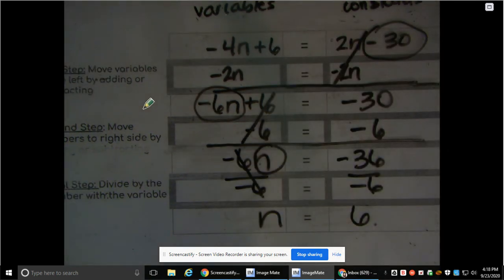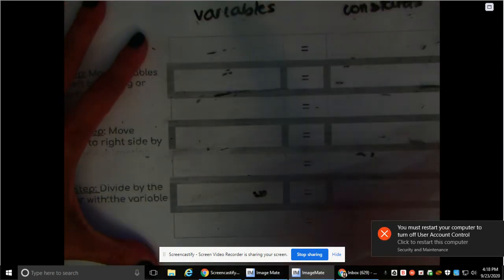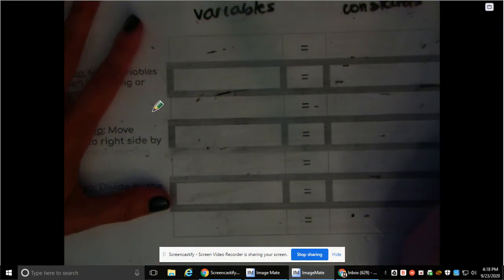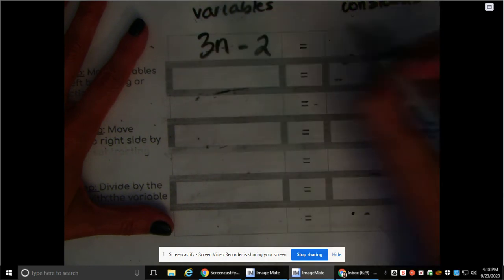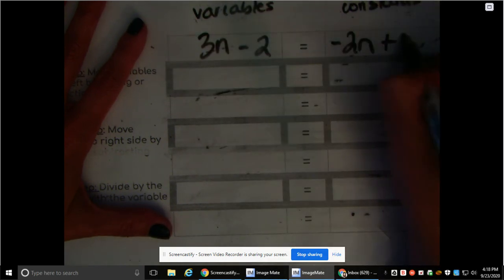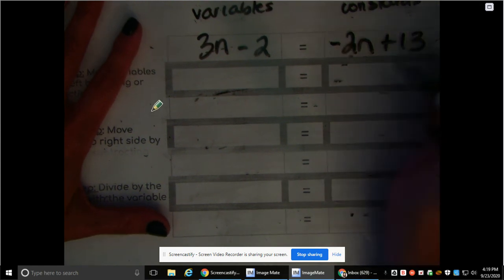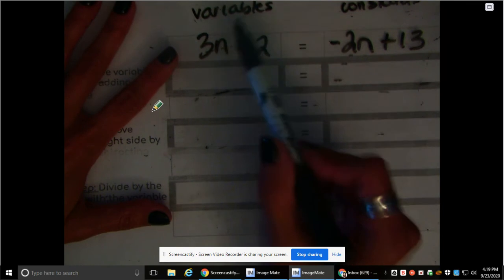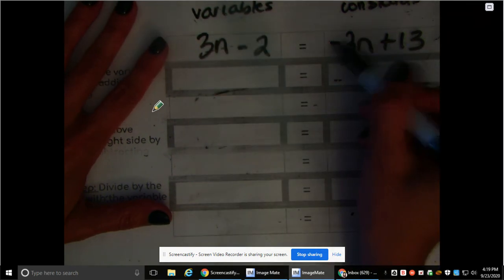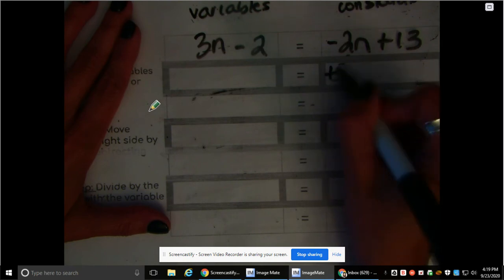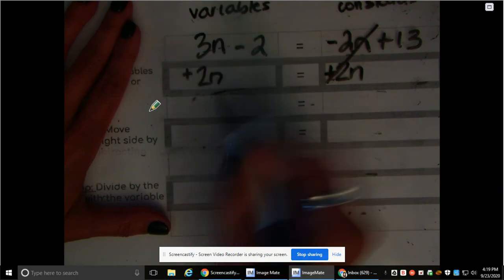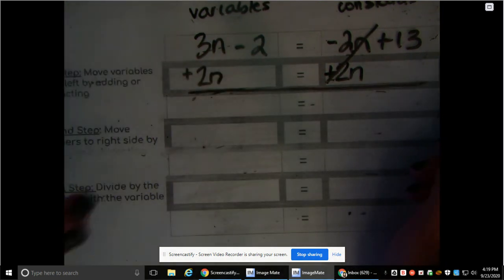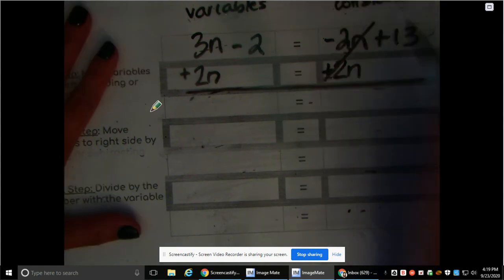Okay, a second example. Let me erase this real quick. All right, so our next example will be 3n minus 2 equals negative 2n plus 13. Again, we want our variables moved to the left side and our numbers moved to the right side. Right now I have this negative 2n. I'll put a positive 2n here in order to cancel this out. I'll put a positive 2n on this side too. On my right side, all I have left is this positive 13.